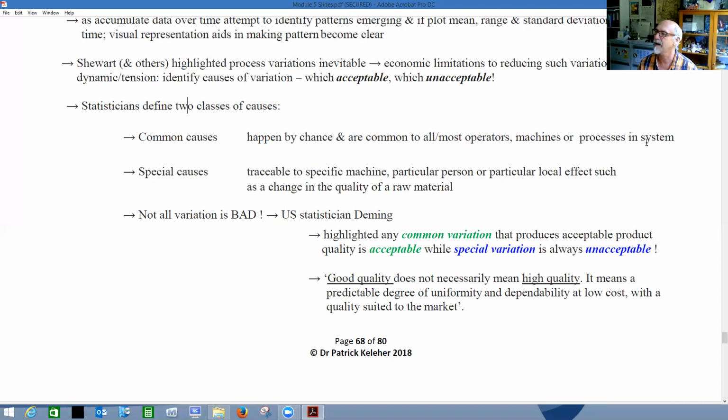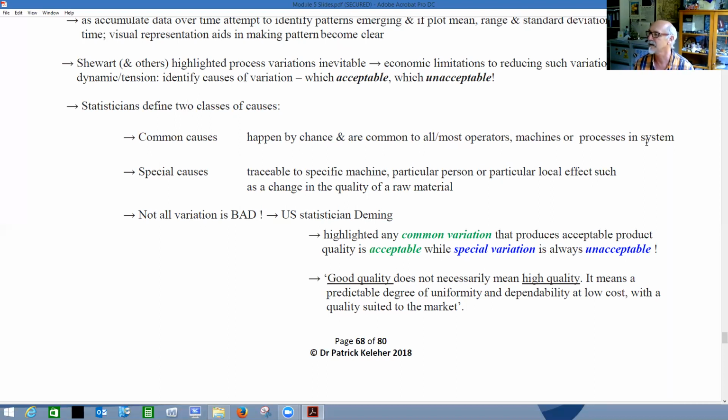Now, not all variations are bad, because statistically you can look at this information, and this US statistician Deming highlighted that any common variation that produces acceptable product quality is acceptable, but special variation is always unacceptable. In other words, if you've got a machine, of course things happen and it runs down, it breaks down, that's fine. That's acceptable. But the special variation, if you have somebody that's very harsh on the equipment or doesn't look after it, then that's what's called a special variation, so it's unacceptable. You have to do something about that. You have to either retrain that person or move that person out and put somebody else in.